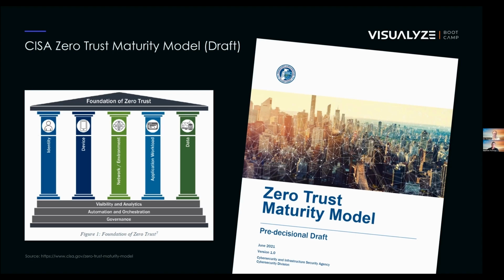But within this, you have identity, devices. You have network and environment, which is specific to Gigamon. It's what we're most interested in. Application workloads and data. But what's really interesting is if you look at the very top, you have your foundation of Zero Trust that goes across all the pillars. And that's going to be your visibility and analytics. It's going to be your automation and orchestration, and your governance. And all of those together are what is creating the maturity model.